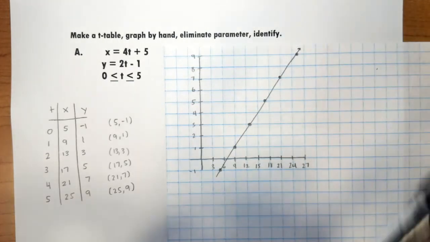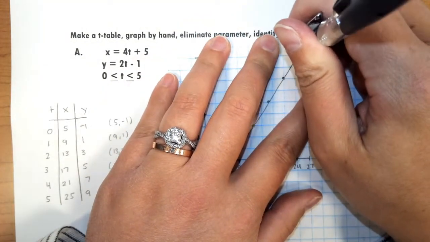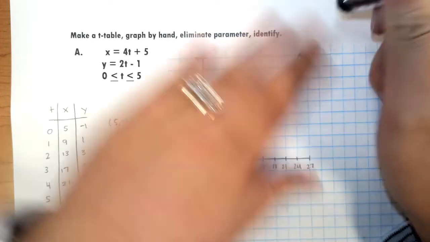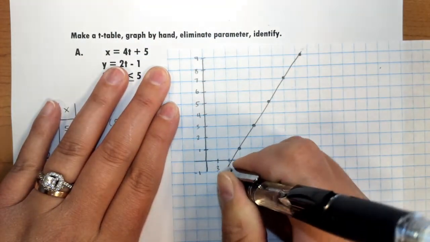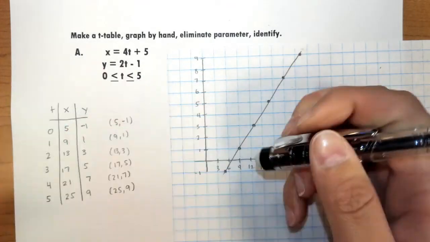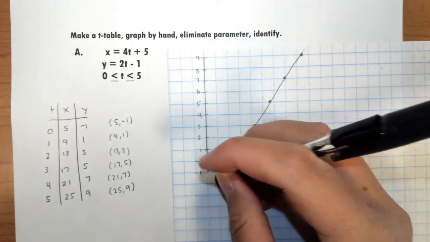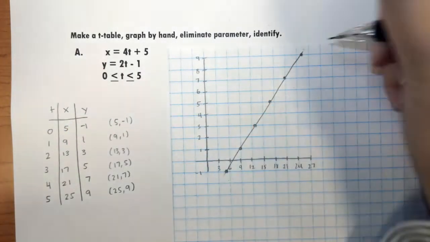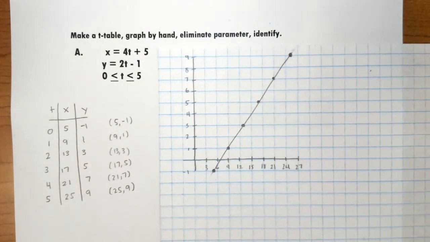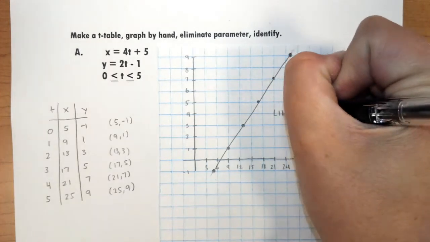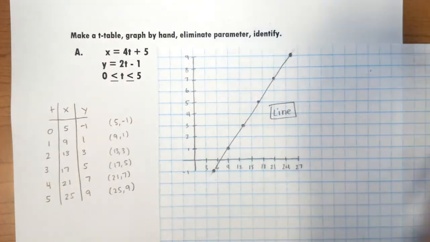Remember that our domain was between 0 and 5, so we are going to make sure that our graph stops when t was 0 and when t was 5. So we're not drawing arrows, we're not going outside of that domain. Okay, so let me identify. This is a line. Not too hard.